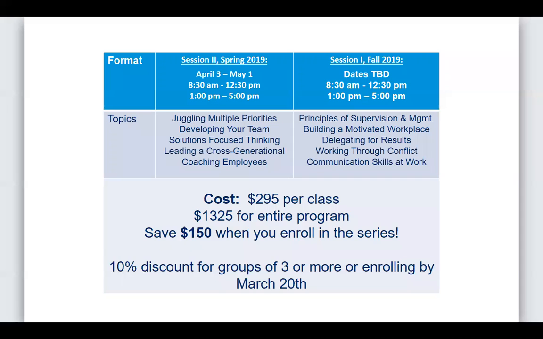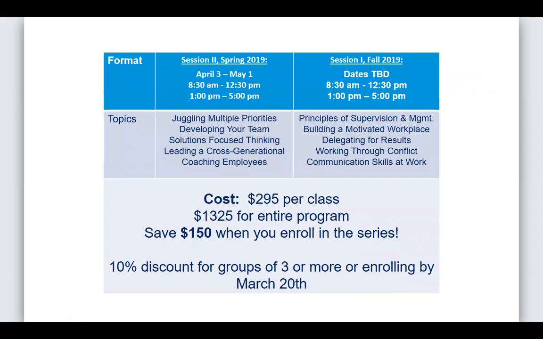So those are our topics: juggling multiple priorities, developing your team, solutions-focused thinking, and leading cross-generational and coaching employees. So the cost for this per class is $295, and if you would like to take the complete series, it's $1325, and so you really save $150 when you enroll in the series.